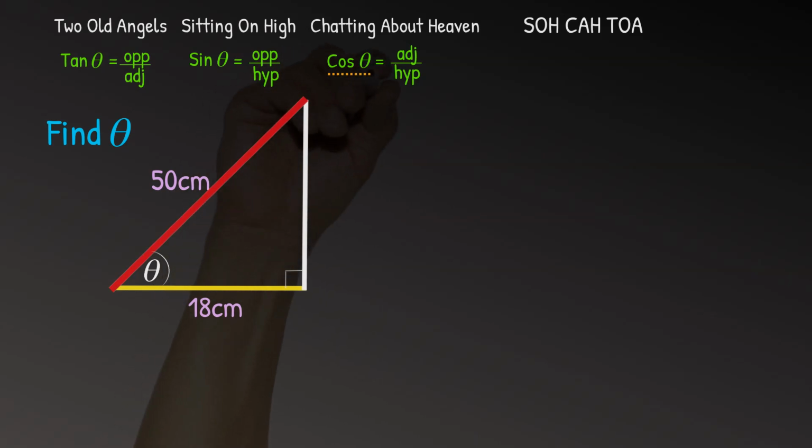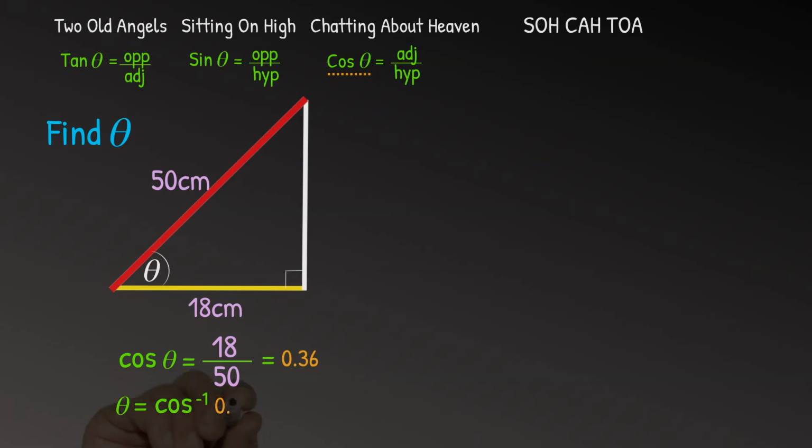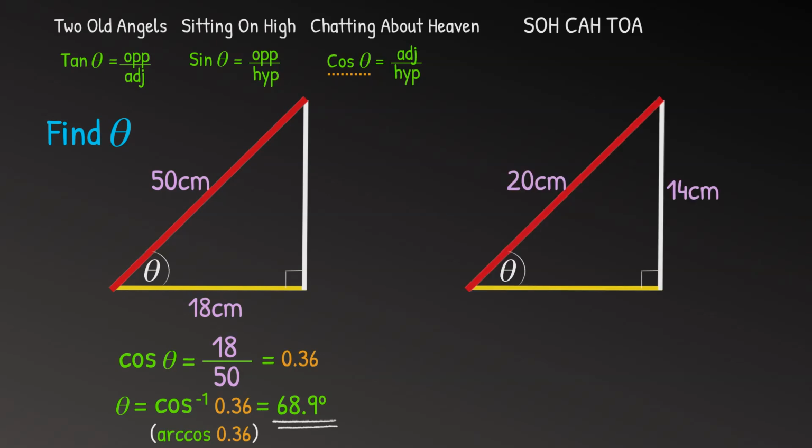Now we know that the cosine of theta is adjacent over hypotenuse. So in this case, the cosine of theta is going to be 18 divided by 50, which is equal to 0.36. So to get the value of theta, we have to invert that by getting the cosine to -1, or it's also called the arccos of 0.36, and that's equal to 68.9 degrees.